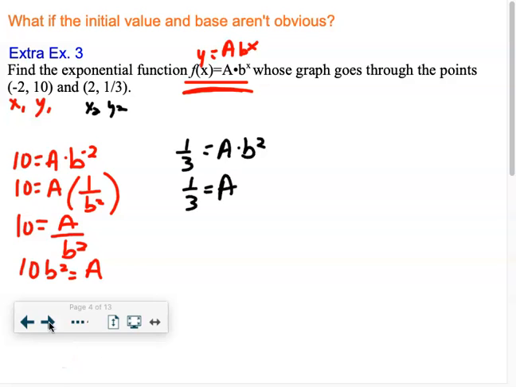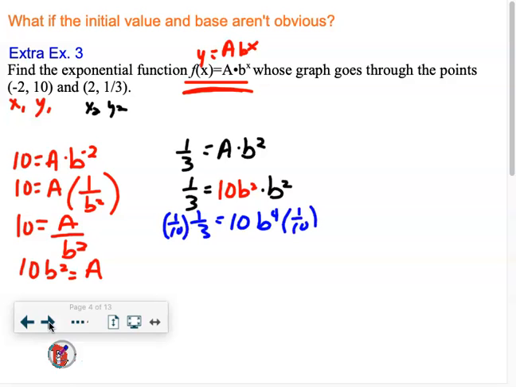So now we'll substitute that into this one. Oops, I want to keep it color-coded. And I realize, well, I can figure out what b is. Once I have b, I can come back here to my red equation and figure out what a is, so I better go after that b first. So 1/3 equals 10 b to the 4th. Well, normally we'd say divide by 10, but this already is a fraction, so how about we multiply both sides by 1/10. So 1/30 equals b to the 4th.